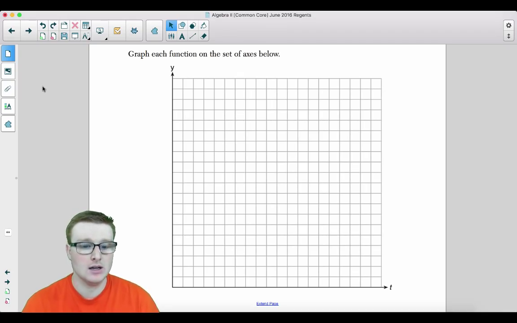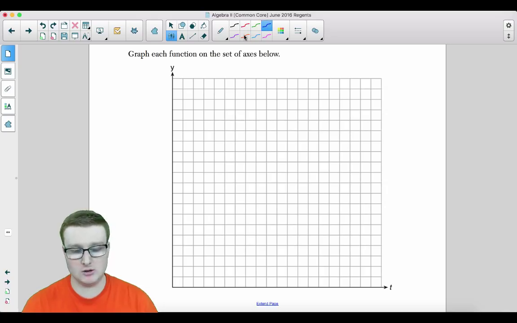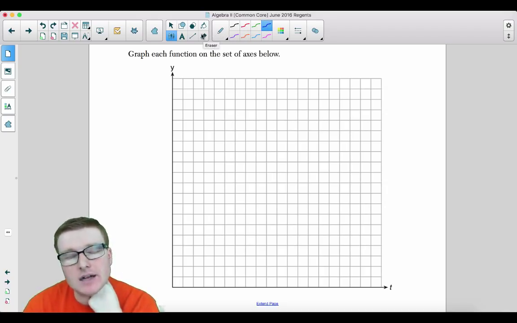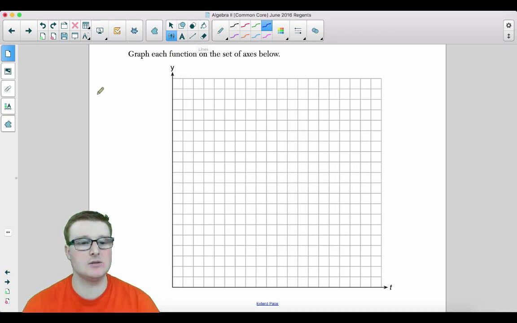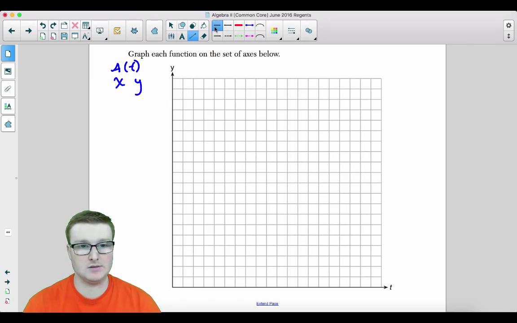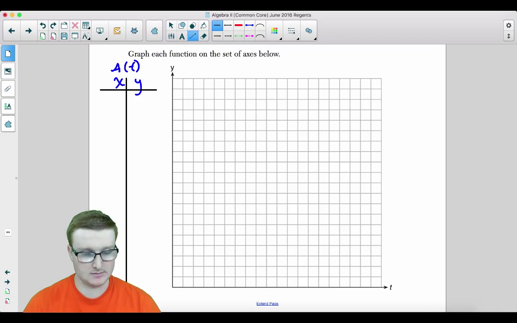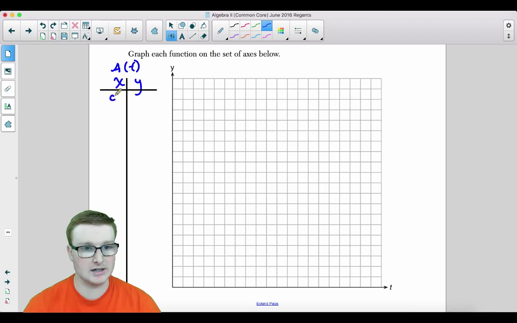This is going to take forever. Graph each function on the set of axes below. I'm so lazy. I should do it on the calculator for you, but I'm not going to because it's so long. I have the answers right in front of me, so might as well just draw yourself a table of values. I'm going by twos here.